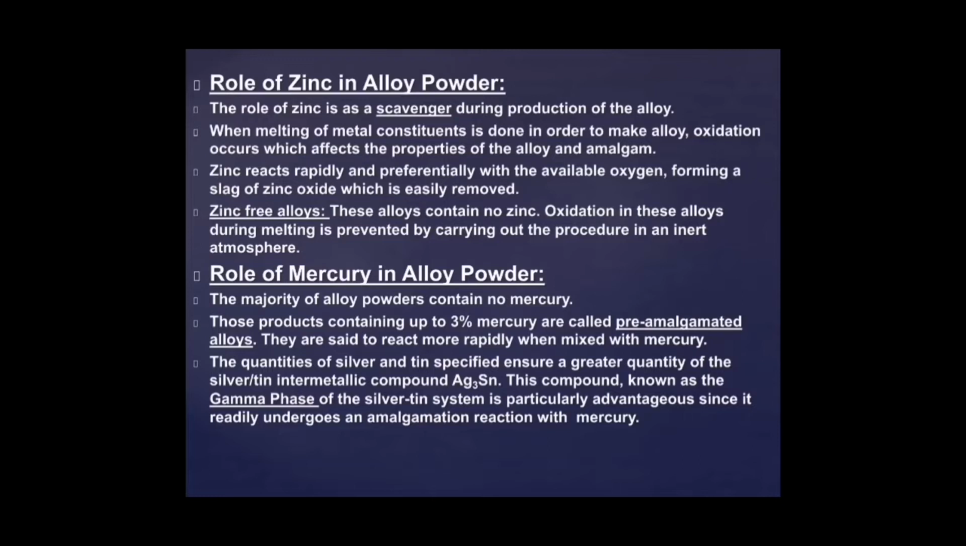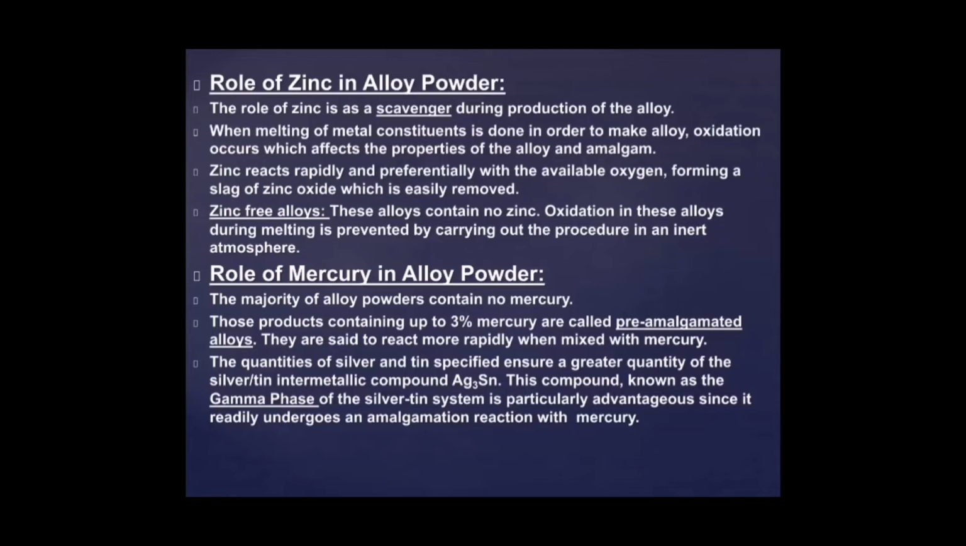Zinc rapidly and preferentially reacts with the alloyable gases, oxygen, forming a slag of zinc oxide, which is easily removed. In zinc-free alloys, this is prevented because these alloys contain no zinc. Oxidation in these alloys during melting is prevented by carrying out the procedure in an inert atmosphere.